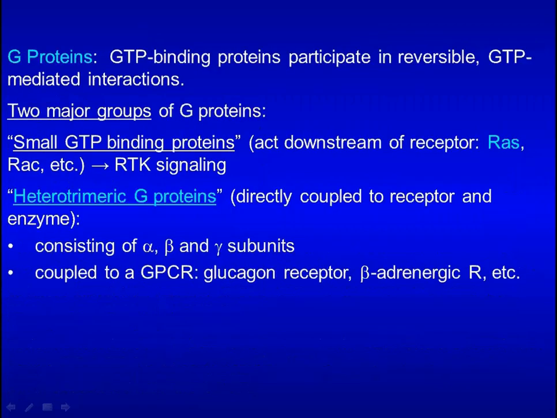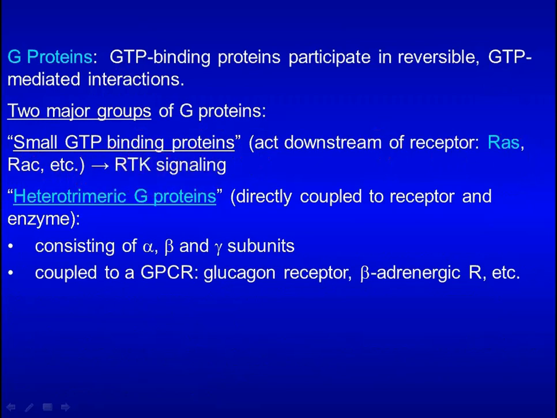G proteins are GTP binding proteins. They participate in reversible GTP-mediated interactions. There are two groups of G proteins. First group is represented by small GTP binding proteins. They act downstream of receptor. Examples include RAS, RAC. They typically mediate receptor tyrosine kinase signaling.